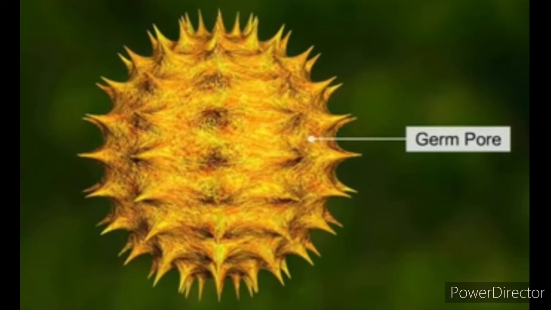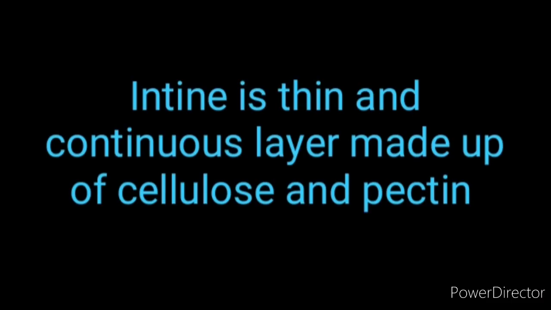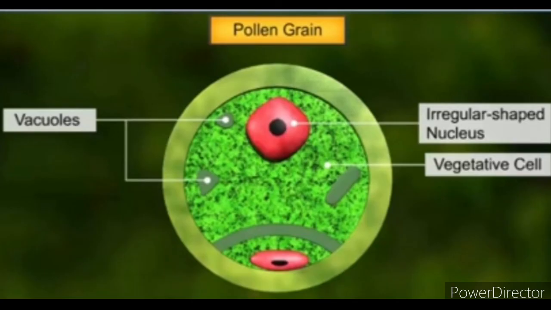Then we will discuss the second layer. Inside is the intine, I-N-T-I-N-E, a thin and continuous layer made up of cellulose and pectin. Exine is very hard, while intine is a thin, continuous layer. Now the layers are over.